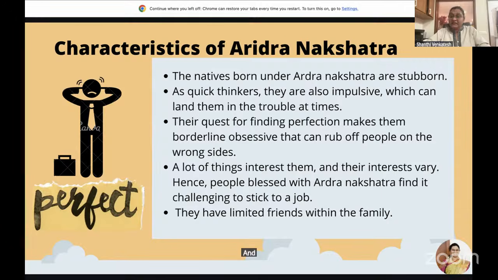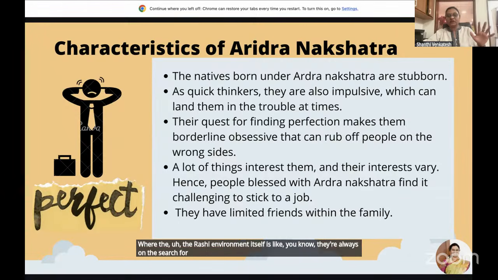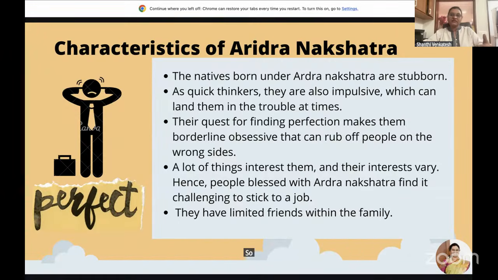And many things interest them, so they find it difficult to stick to one particular job. They're always searching, because they're interested in so many different fields that they cannot stick to one particular job. And Gemini itself is a dual Rashi. Mithuna is a dual Rashi, where the environment itself is such that they're always searching for new things. That same characteristic is found in Aridra Nakshatra. And within the family, they have a very limited number of close friends, we can say.